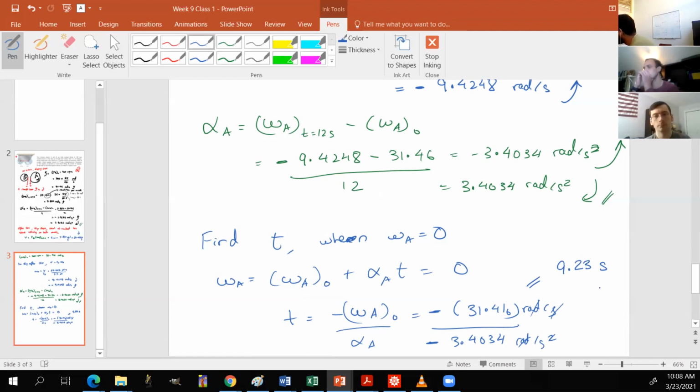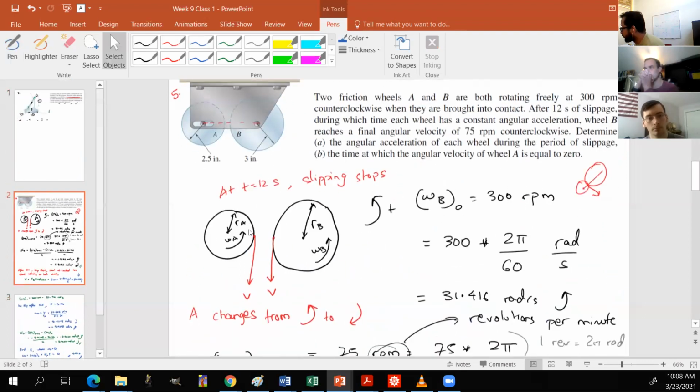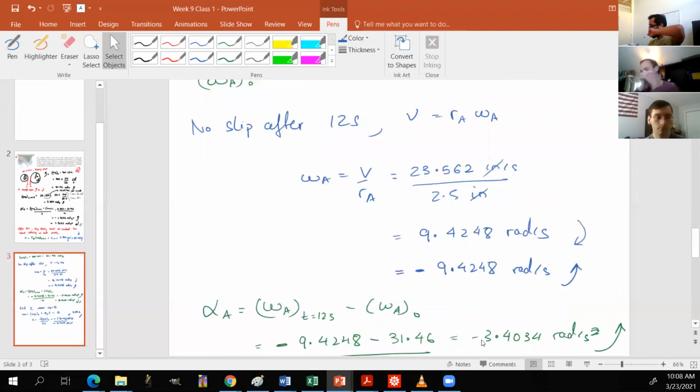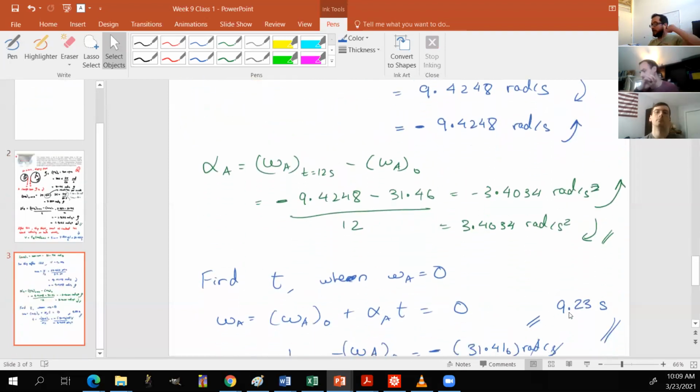All right, thanks. Mental check, 9.23. We know that it goes from counterclockwise to clockwise in 12 seconds. So we know that it has to be 0 in between 0 and 12. And yes, thank you, mathematics. 9.23 is in between 0 and 12. So mental satisfaction as well. All right, good. Okay.